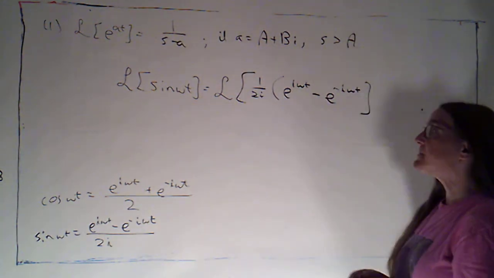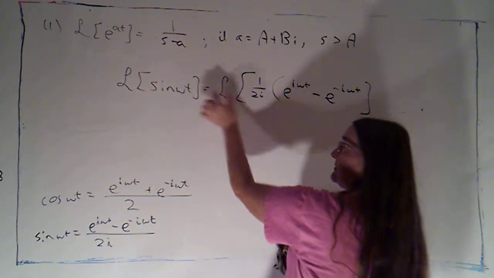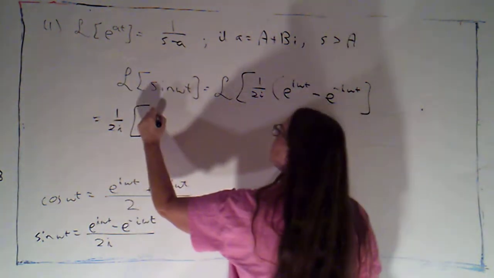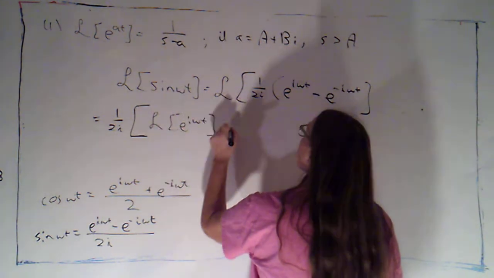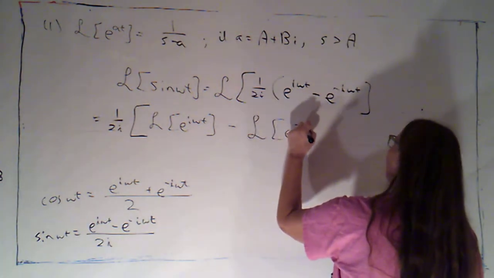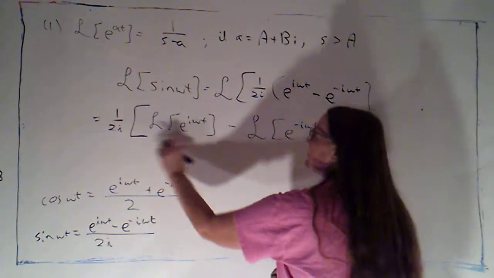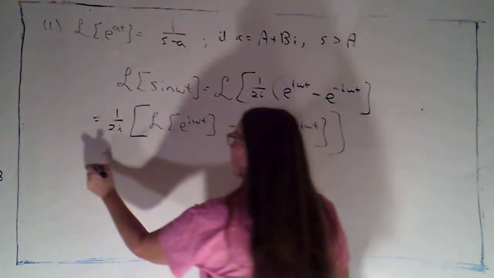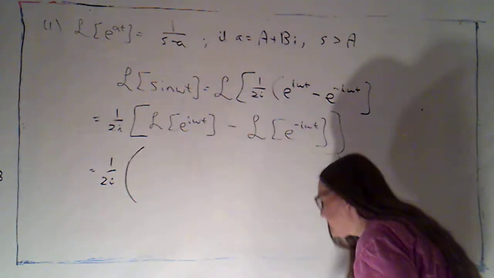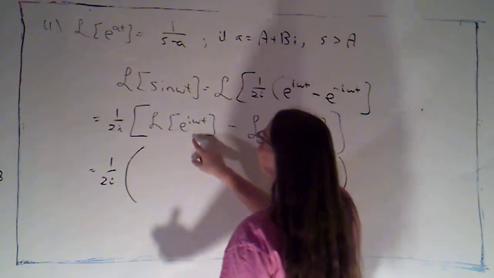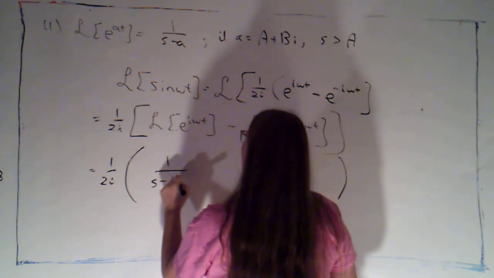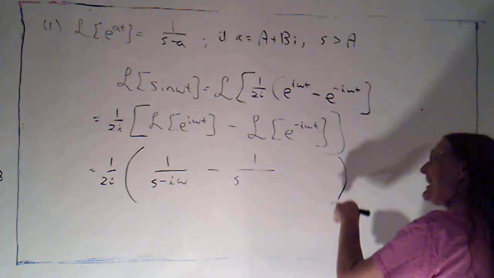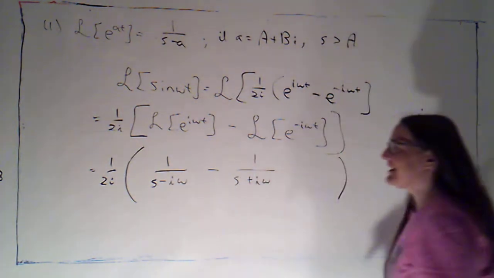And Laplace transforms are linear. So I can take this scalar and just factor it out. So this is going to be 1 over 2i times the Laplace transform of e to the i omega t minus the Laplace transform of e to the negative i omega t. The other part of Laplace transforms being linear is that I can distribute it over addition and subtraction. So I'm going to get 1 over 2i times, now applying this formula, 1 over s minus i omega minus 1 over s minus negative i omega, so plus i omega.